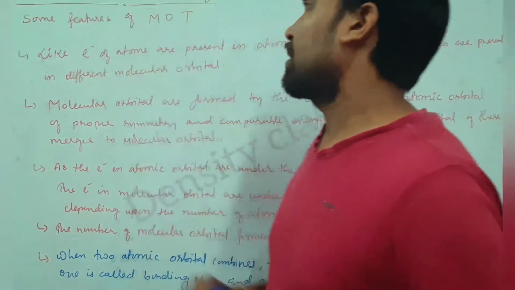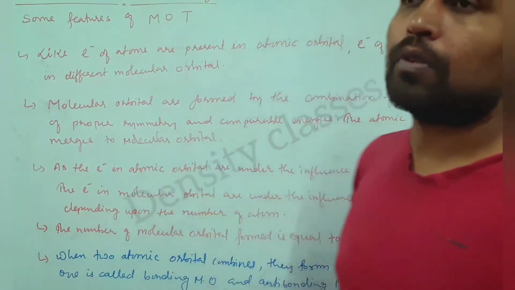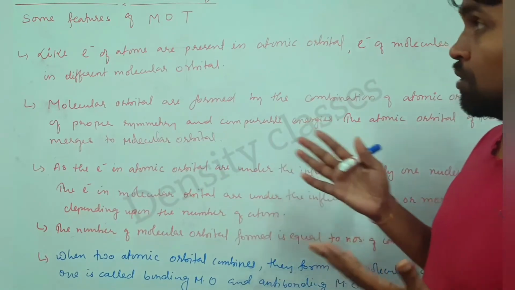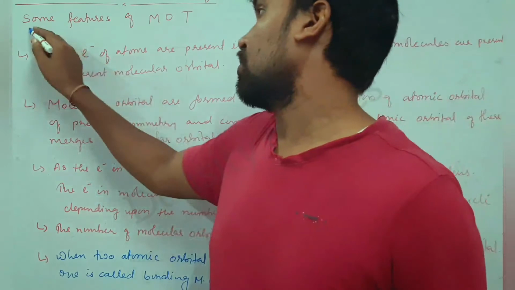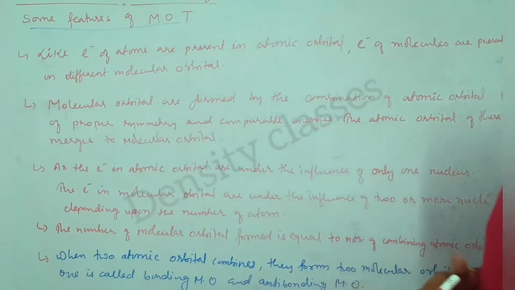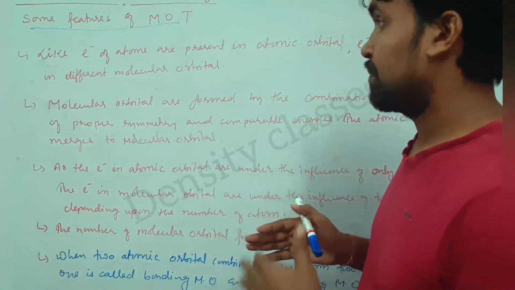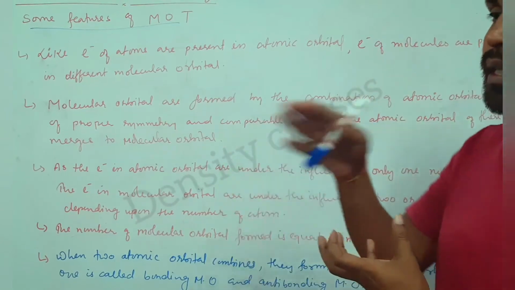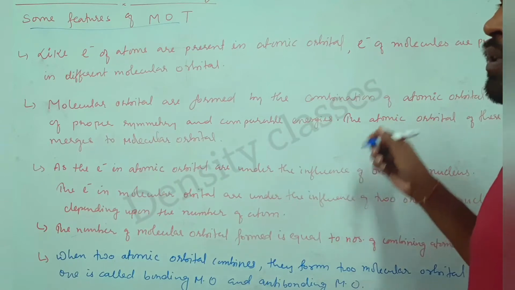So molecular orbital theory. We are going to discuss some features of molecular orbital theory, and how the molecular orbitals are formed, and what are the salient features of these molecular orbitals. We call it MOT. We are going to see it. So the first feature is what? Like electrons of atoms are present in what? In an atom, you will see that electrons are present in atomic orbitals.